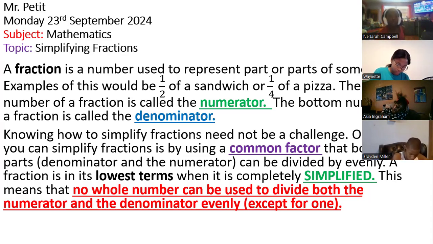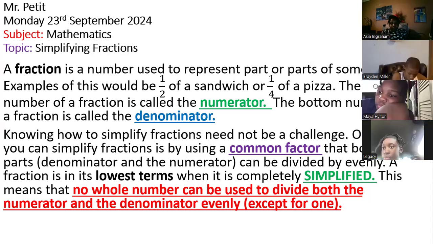Najara, what do we mean when we say that a fraction is in its lowest terms? What do we mean by that? It's being simplified to its lowest fraction. It's completely simplified, right? So, it's completely simplified, yes? Do that, put spaces? Yes, you have to skip a line. All right.